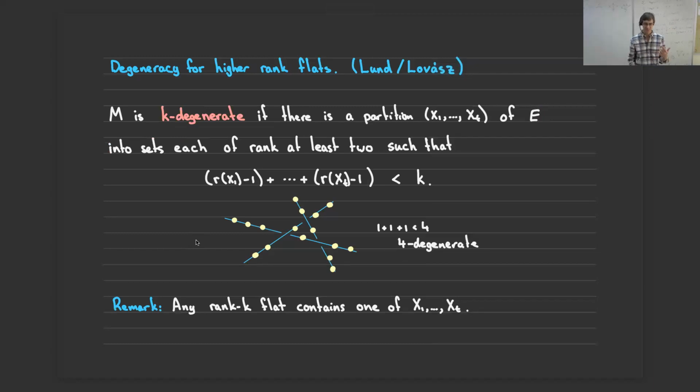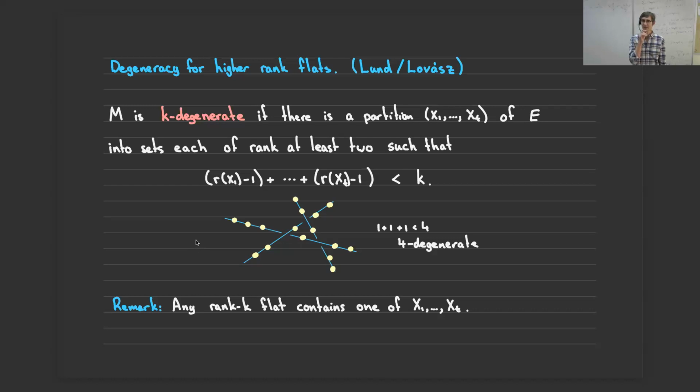What we need for this proof is a generalization of the notion of degeneracy. I talked about 2-degenerate sets and 3-degenerate sets. And now I'm going to define a k-degenerate set. A set is k-degenerate if you can partition it into sets each of rank at least 2, so that when I sum up the rank of each of those sets minus 1, I get less than k. That's a bit of a weird thing, but the construction guarantees that if you take a rank k flat, it has to contain one of the sets x1 up to xt.